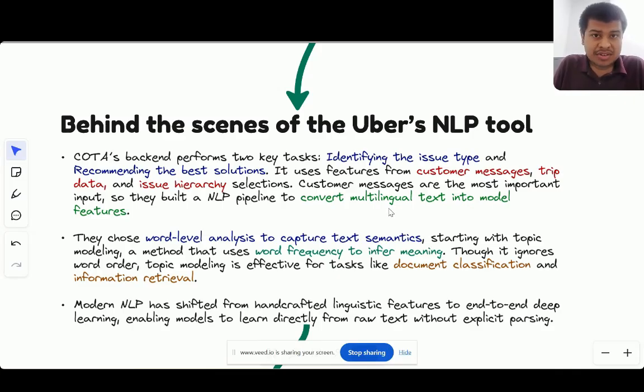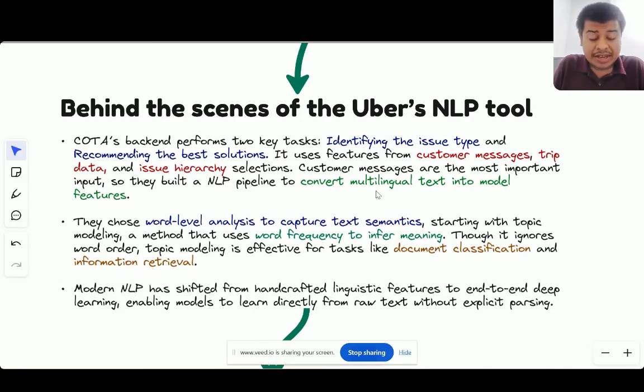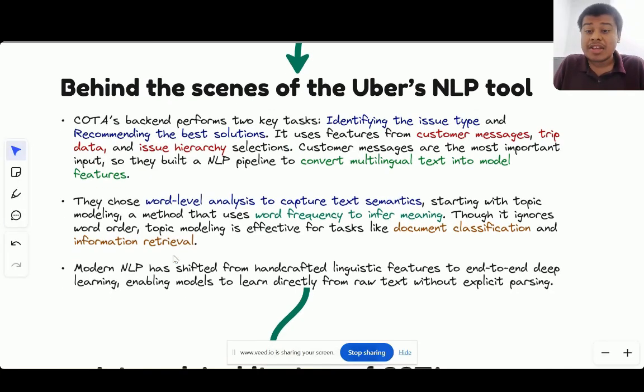We saw that, right? This was a challenge for the NLP system. So they have properly come up with the multilingual text-based NLP system so that customers can give any kind of language as an input. But then this particular model will be able to convert it into standard English form or some other form, and then use that input for predicting or coming up with a proper outcome. Fine. And they chose word level analysis to capture text semantics. To truly understand the meaning of the customer's message, they did word level analysis.